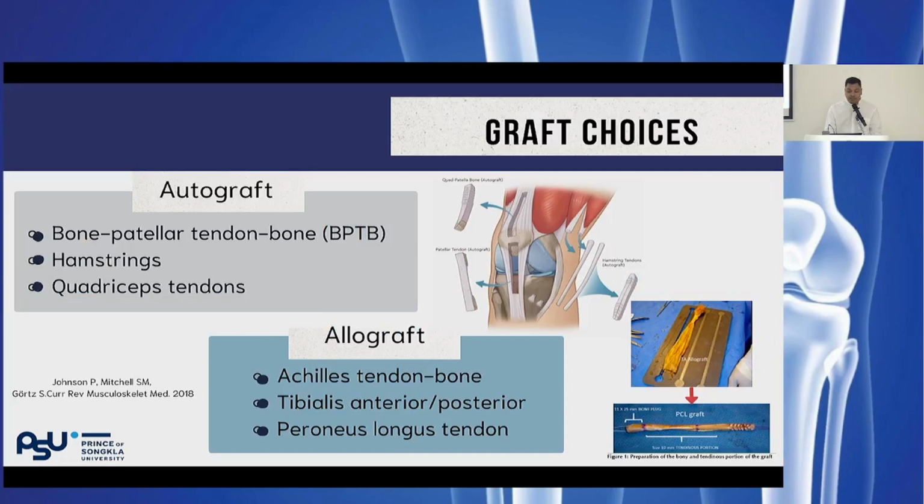For the graft choice, there is no consensus. The ideal graft properties are those that simulate the anatomic properties of the native PCL, including size and geometric shape. In my institute, we use both hamstring graft and bone patellar tendon bone graft. The graft size for PCL reconstruction, optimum for autograft, is from 8 to 10 mm.